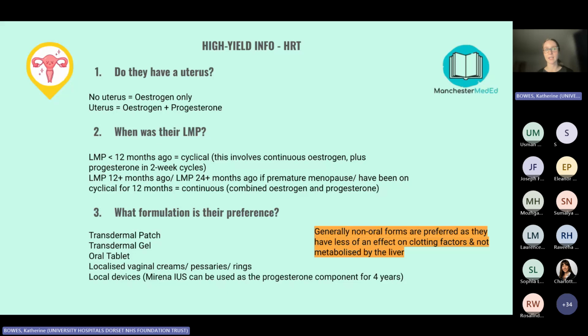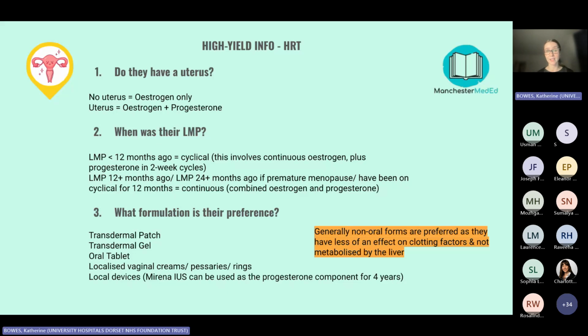Now move on to HRT, which I think people do find quite hard. So I've tried to come up with a little checklist for how you might go about prescribing HRT. So the first thing I'd ask is, do they have a uterus? If they don't have a uterus, then it's fine just to give estrogen only. If they do have a uterus, you need to be giving estrogen plus progesterone. And so in your question stem, look to see if they've had a hysterectomy for any reason. Look to see if they've had any abdominal surgery, because that might be a clue on how you're going to answer this.